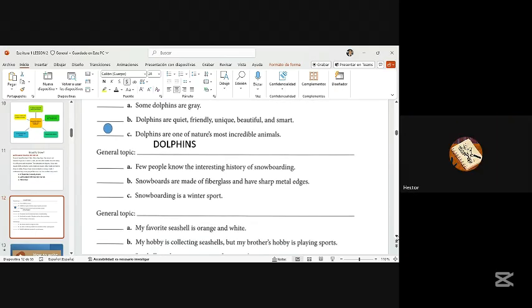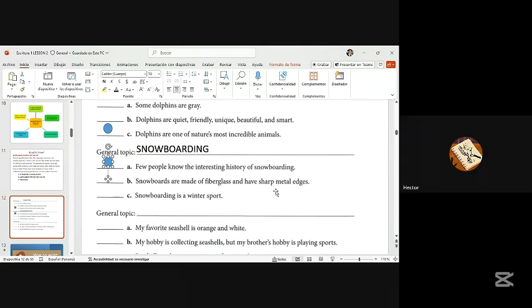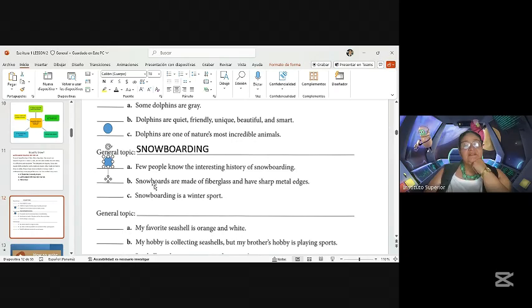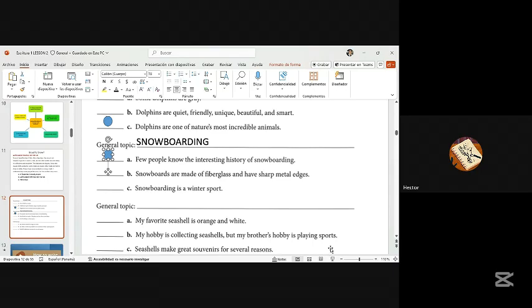The topic is snowboarding, and the topic sentence will be the first one, A. Okay. What happened with the others? You said C is too straightforward. What happened with B? Snowboarding being a winter sport, and B is too specific. And it also only describes the snowboards, how they're made, but not about the sport itself.